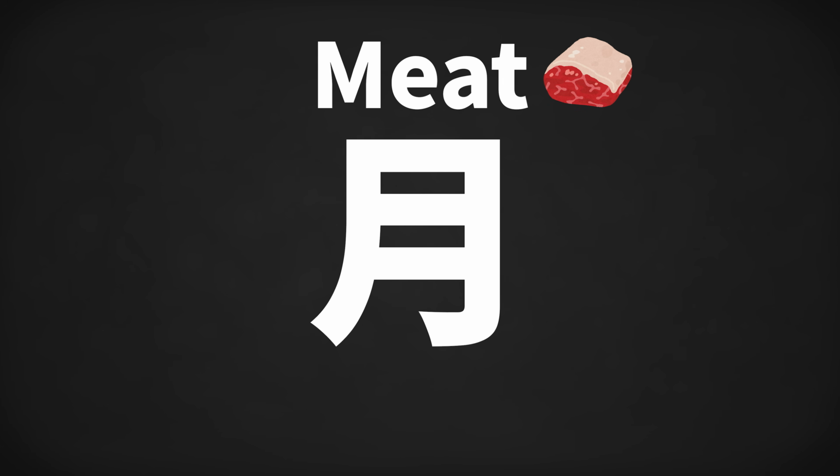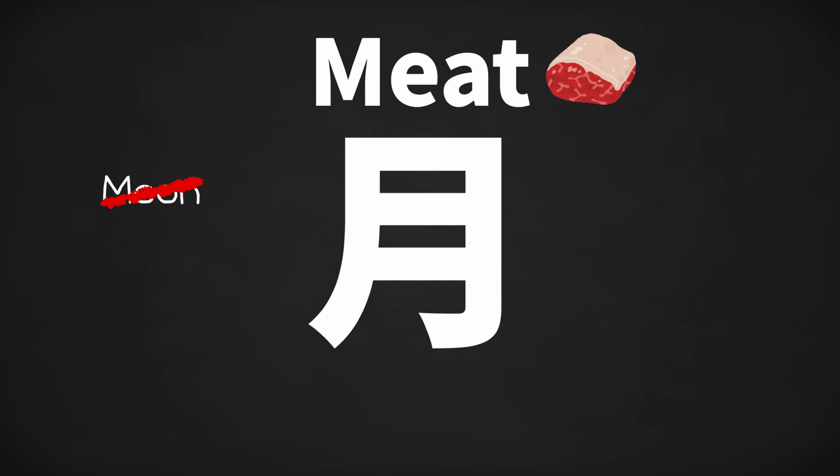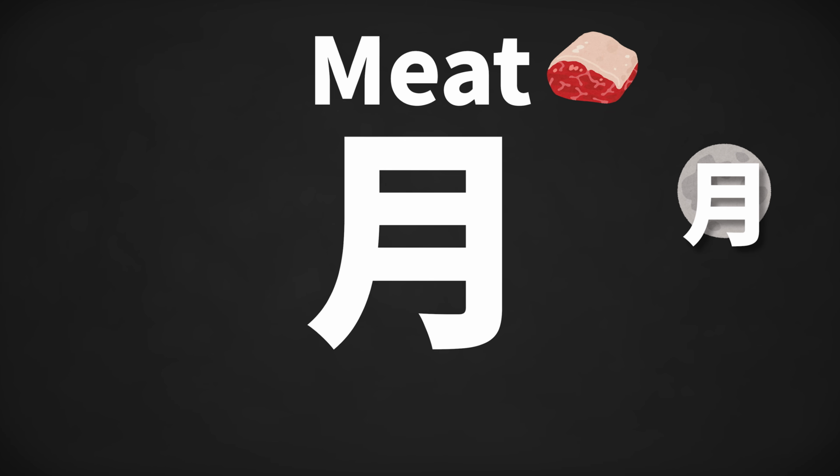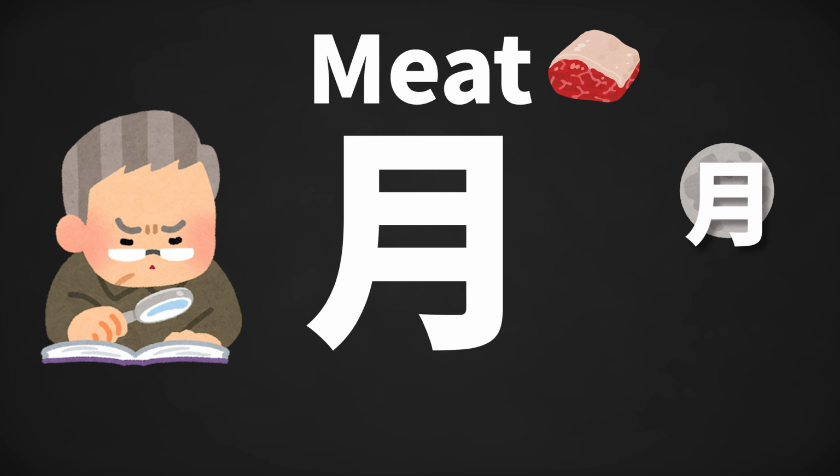There is also something else like this, which I noticed a while ago but didn't really feel like it warranted its own video. And that is this, the meat radical. If you're wondering why I'm showing the moon radical, that would be because this is not the moon radical. This is the moon radical. What is the difference, you might ask?